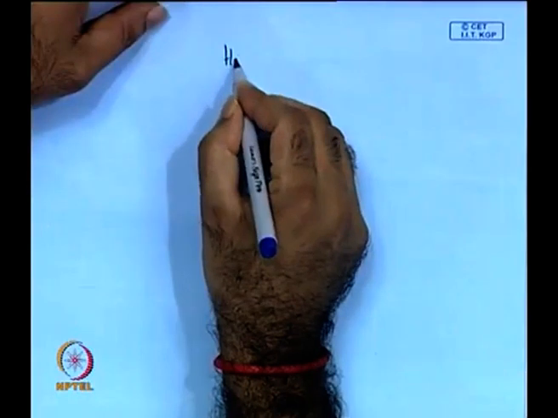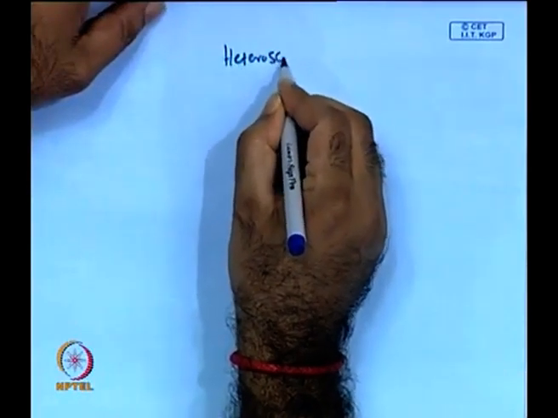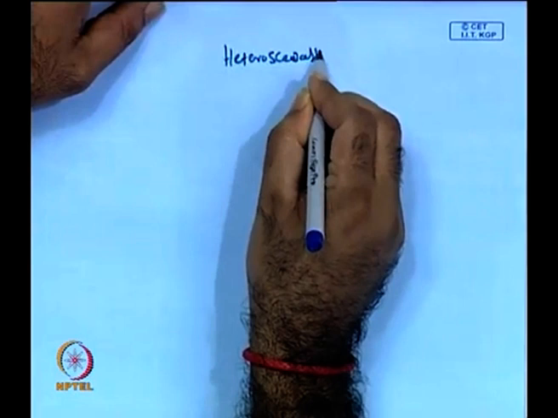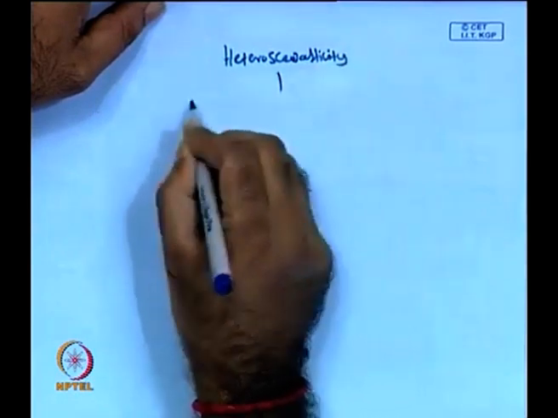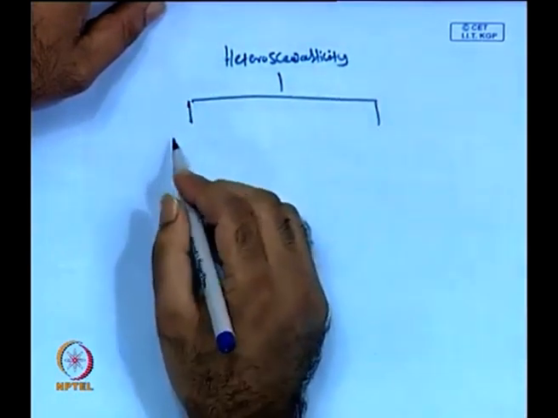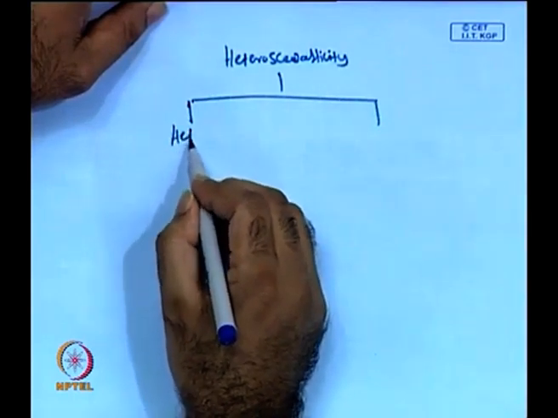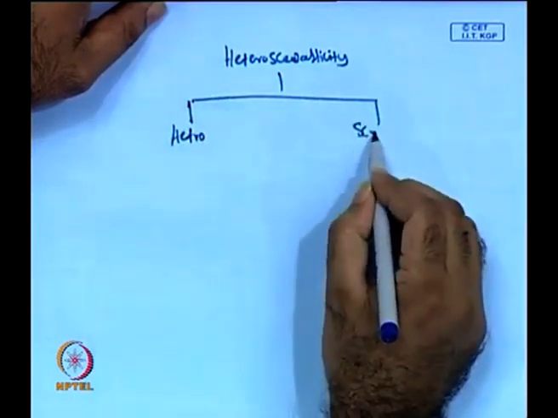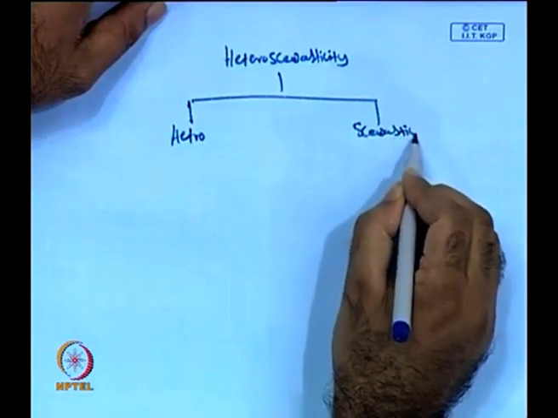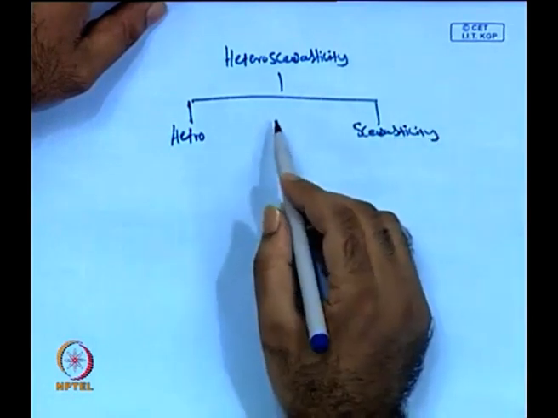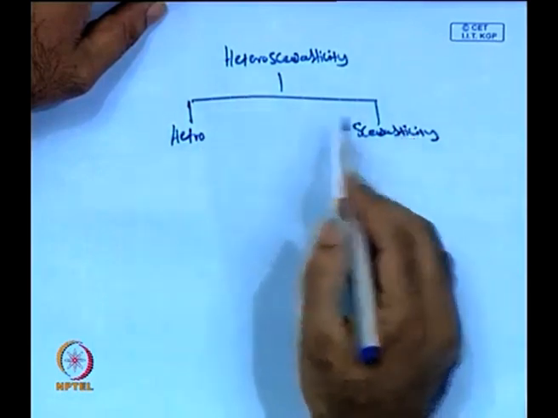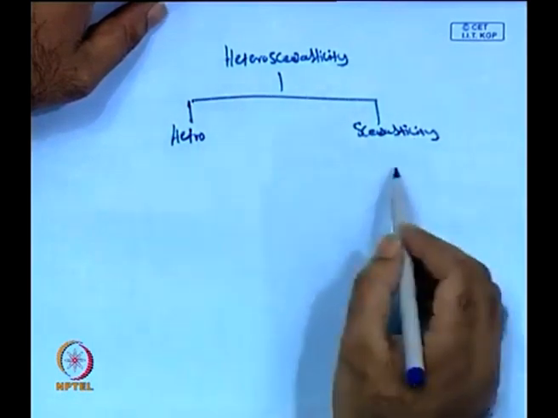you have to clearly highlight what exactly heteroscedasticity is. So the first point is, we mention what is heteroscedasticity. You see here, basically heteroscedasticity is divided into two parts. One is called hetero, then scedasticity. Like homoscedasticity, this is homo and scedasticity. So this is heteroscedasticity, hetero and scedasticity.